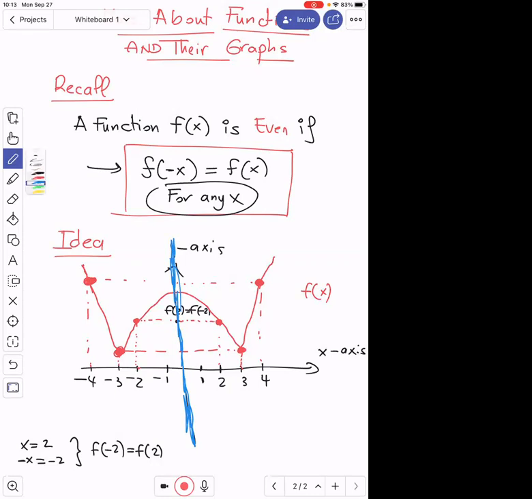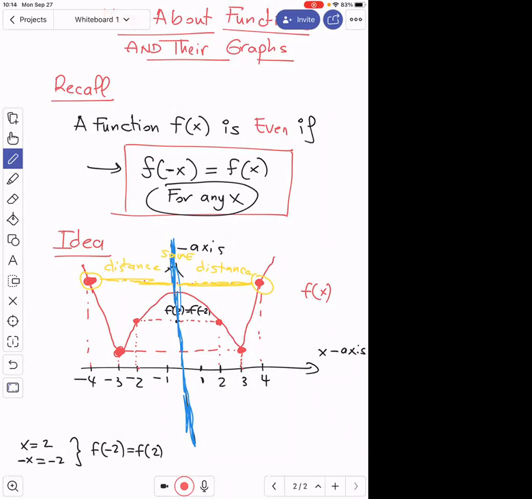So for the points on the graph, for example this point right here, you see the distance of this point from the y-axis, this distance right here. It's going to be the same distance from the vertical axis to this point right here. So this distance is the same from the y-axis, the same distance.